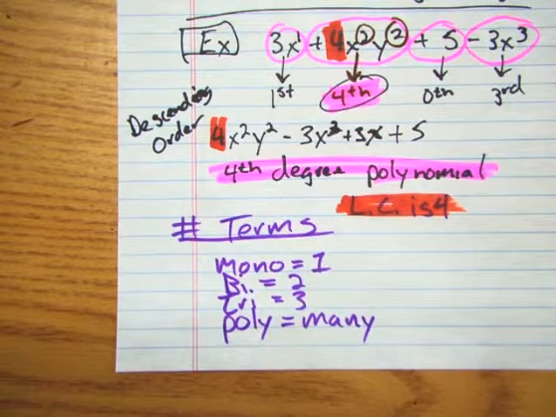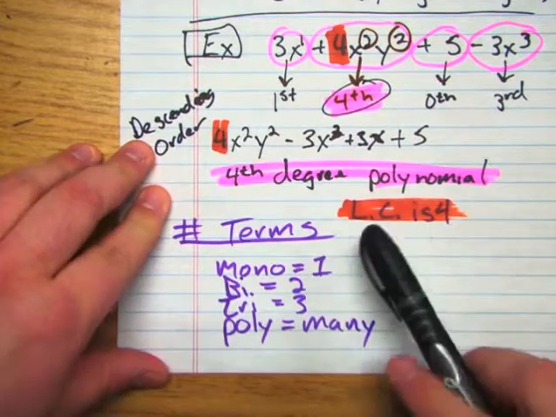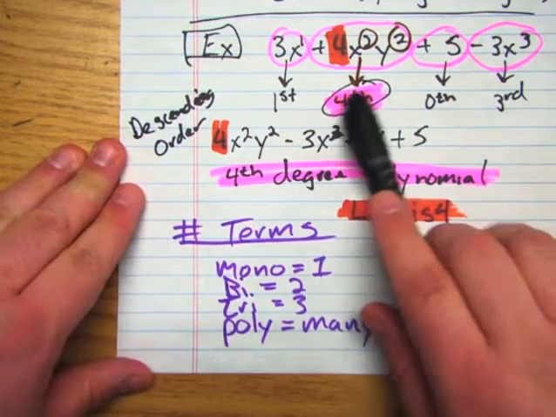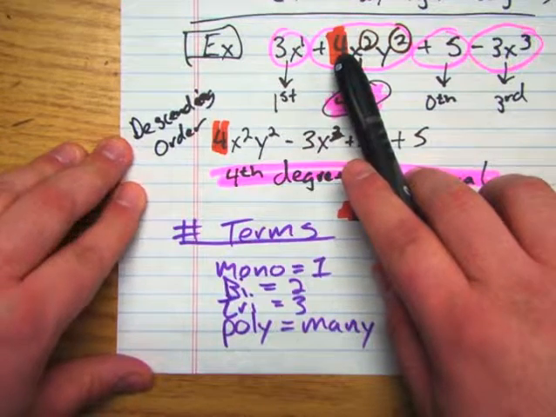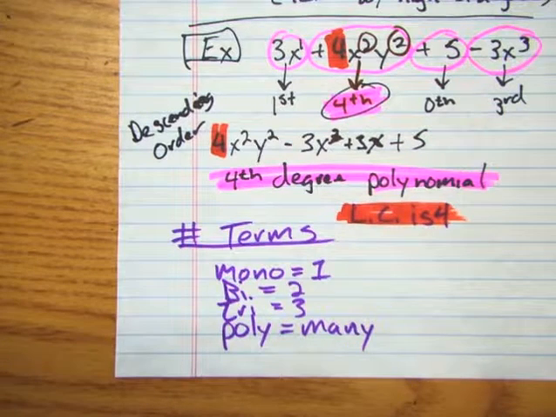And some of you guys, I noticed in your homework, if it didn't ask you to write it in descending order, you didn't bother. You just looked at the highest degree. You got the right leading coefficient, right? So you could think of it as just the number in front of the highest degree. Any questions? Did I answer all your questions? Okay, good.